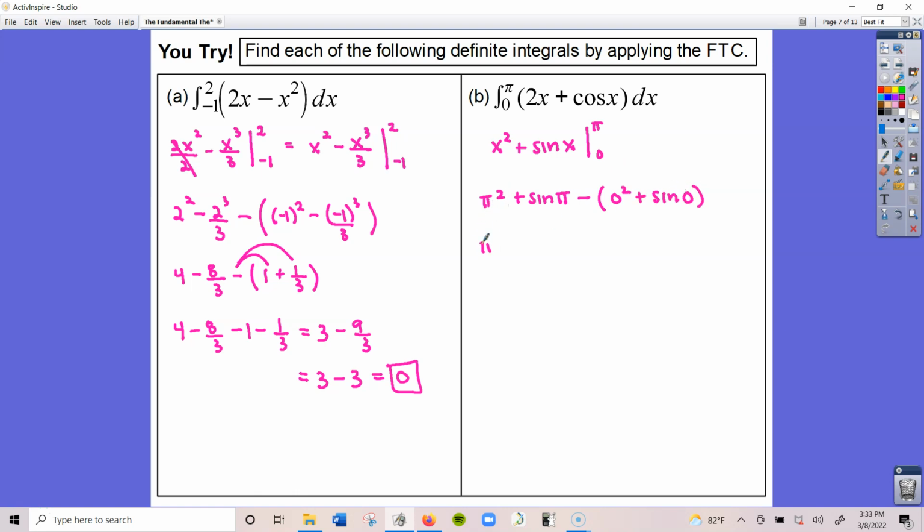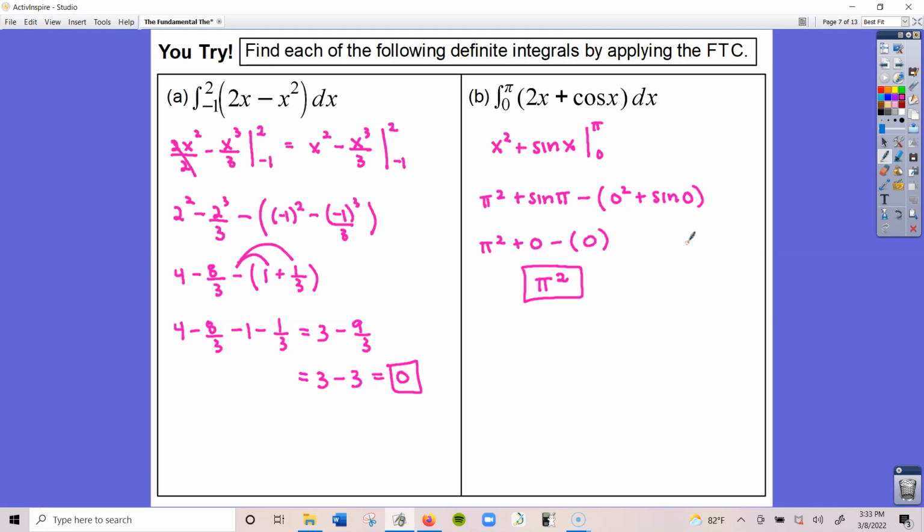Pi squared we're going to leave as pi squared. Plus sine of pi is 0. Minus 0 plus the sine of 0, which is 0. So what we end up with here is just pi squared. And that would be my answer.